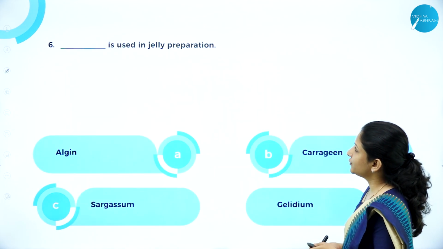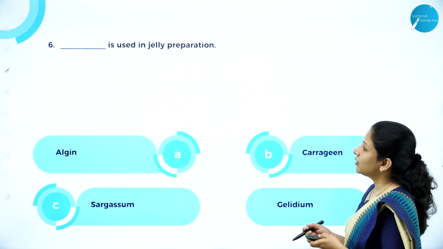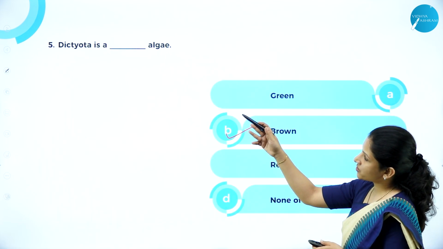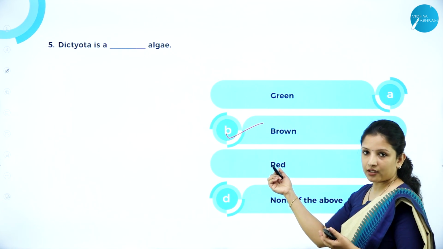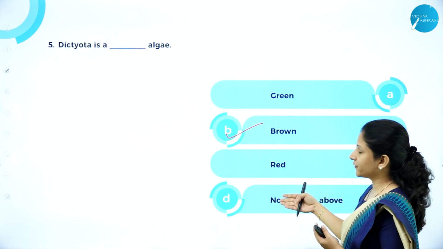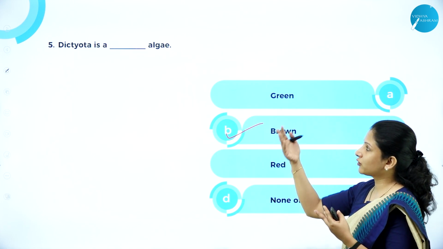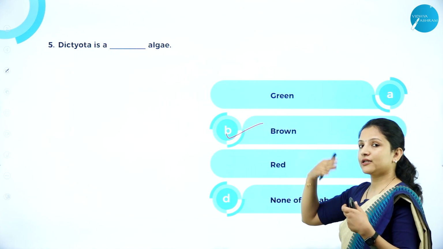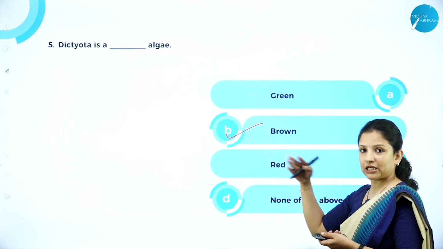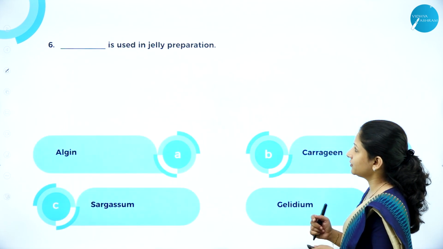Next, dash is used in jelly preparation. So now, for example, I have asked the question, Dictyota is a dash algae. Is it green, brown, red? None of the above, right? So like that you can frame questions now. Like you can frame Chlorella is a dash algae, Ulothrix is a dash algae. So like that questions can be framed. You have to study based on that.